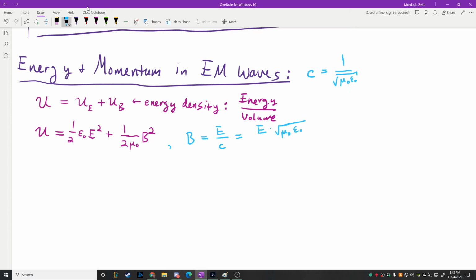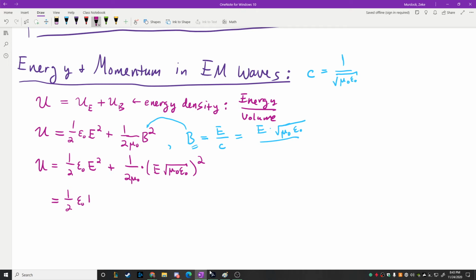So if I take that B that's equal to this and I plug it into that equation, let's see what we get. So now what we're going to get is the energy density. The first term is going to remain unchanged, so we have epsilon naught times E squared. But for the second term, we're going to get 1 over 2 mu naught multiplied by B squared. But B squared is now going to be E times the square root of mu naught epsilon naught. We square that whole thing, and then with a little bit of algebra, the mu naughts cancel, and it turns out you get 1/2 epsilon naught E squared here, and you get the same thing here.